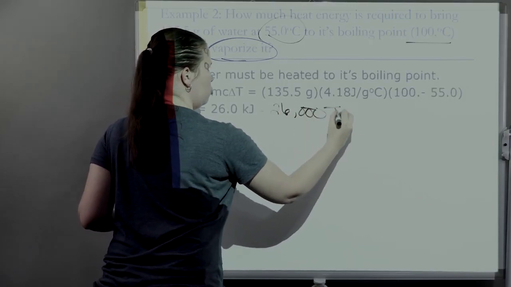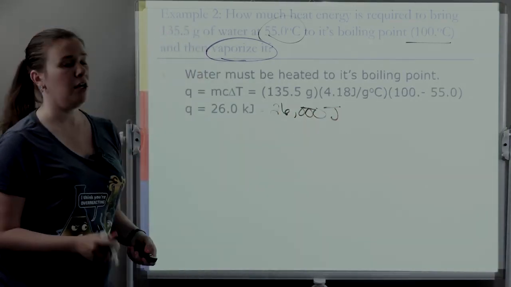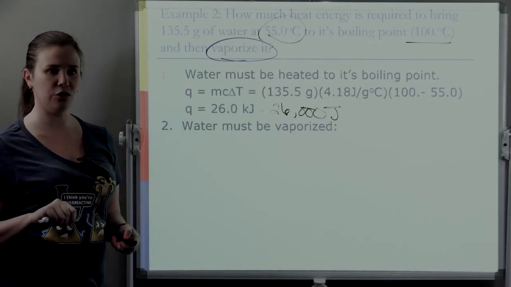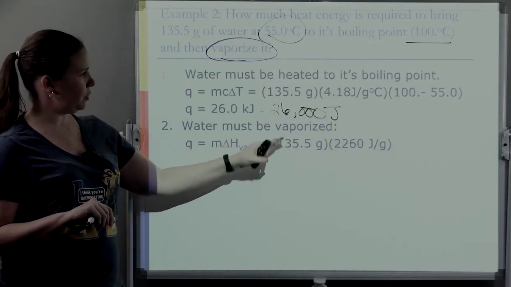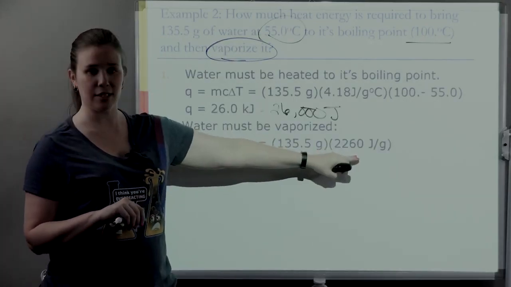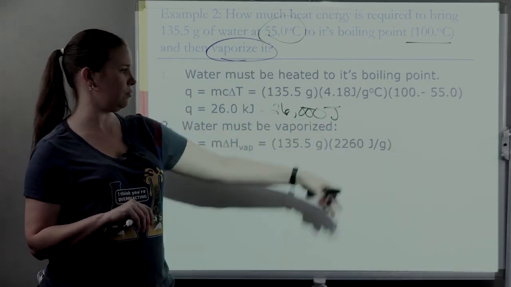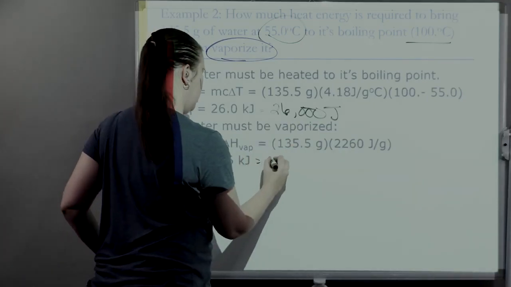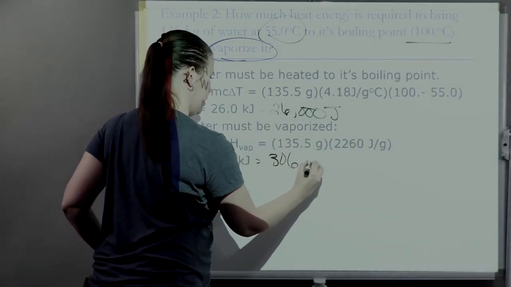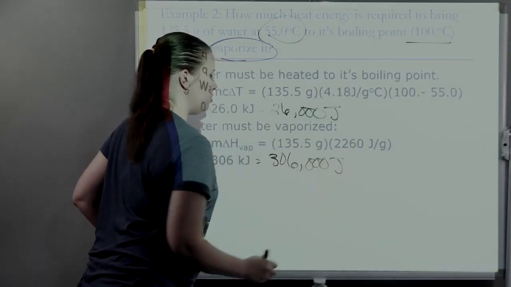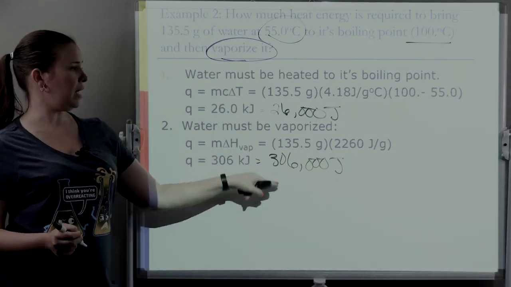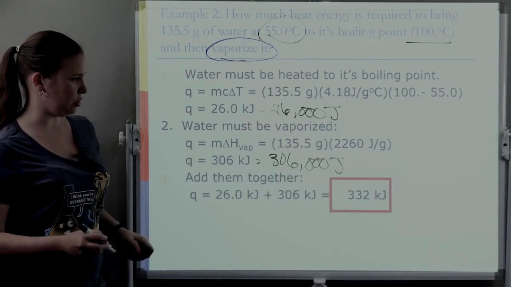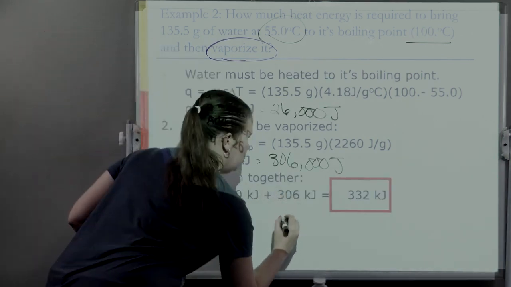26,000 joules. And then I also want to look at what it takes to vaporize, so going through that actual phase change. So M, again, same mass, but the delta H we're going to use here is this positive 2,260 joules per gram, which would be 306,000 joules total.